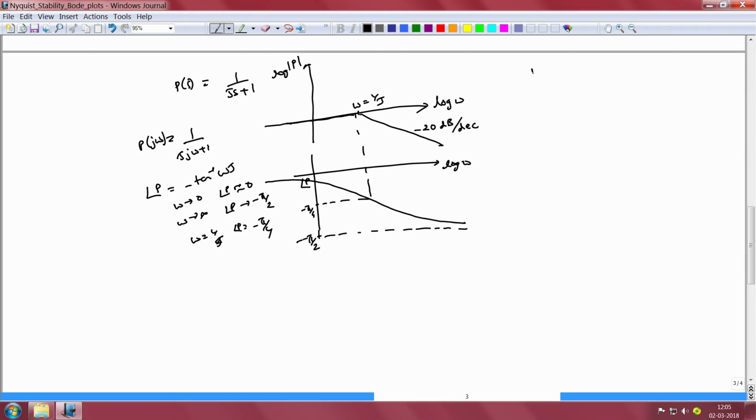Similarly, if you consider the same term tau s plus 1, but this time in the numerator of the transfer function.